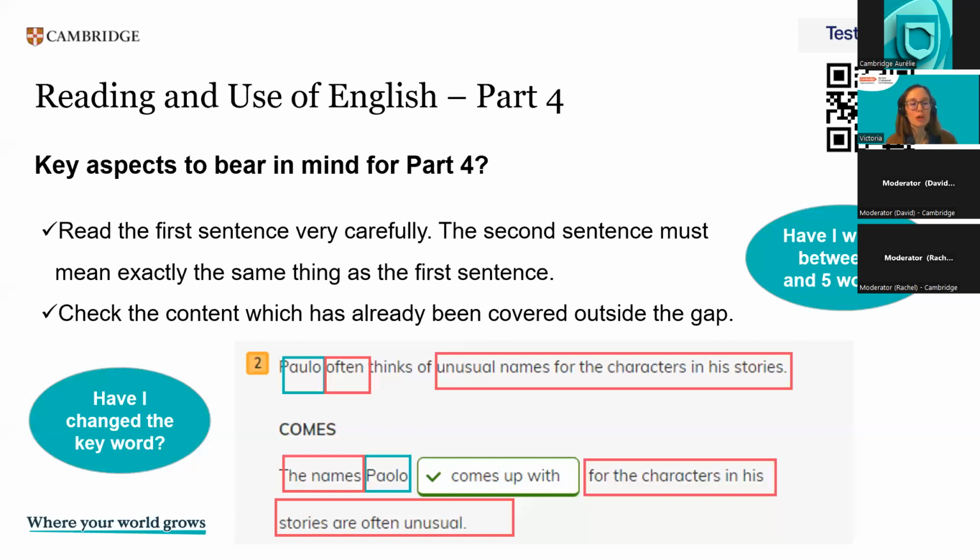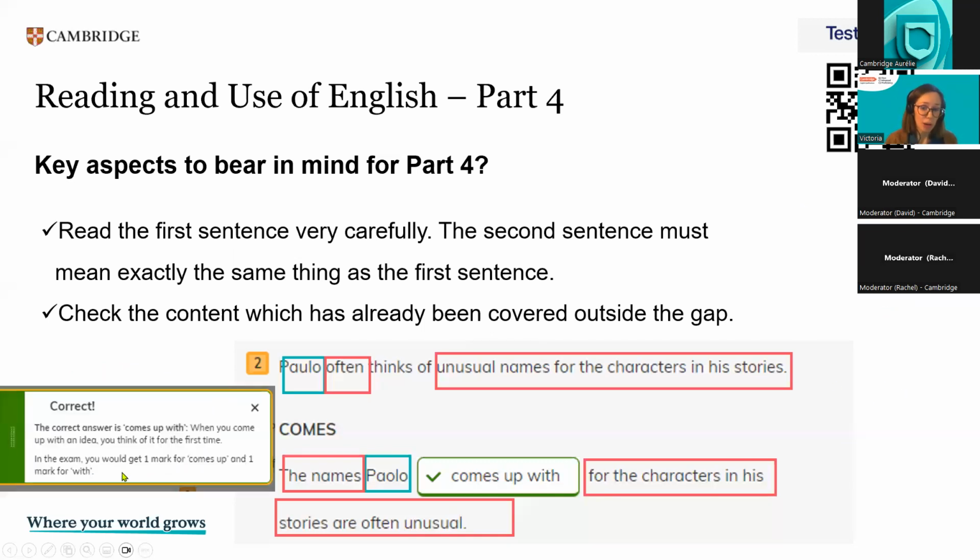Okay, so right, you came up with the correct answer. And what do you need to do before you move on? Important maybe to ask yourself these two questions. Have I changed the keyword? Have I written between 2 and 5 words? Okay, because this is the limitation, right? You need to write between 2 and 5 words. And I would maybe add, have I repeated or have I included any words which are already in the sentence? Because this is usually the case. Sometimes we are so into the exam that we may repeat a word and we don't realize. Okay, so these are important questions to ask yourself before moving on.